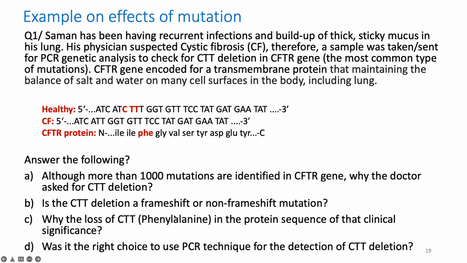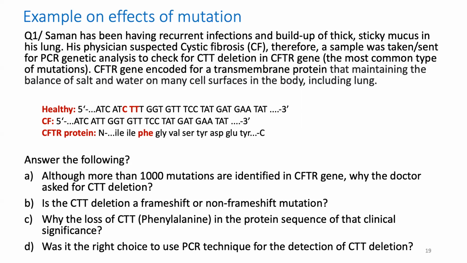So let's go through the questions. Although more than 1,000 mutations are identified in the cystic fibrosis gene, why did the doctor ask for the CTT deletion? Why not the other 300 or other 1,000 mutations? Sorry, it wasn't 300 for thalassemia. For this one, over 1,000 mutations. So why did the doctor ask for the CTT deletion?